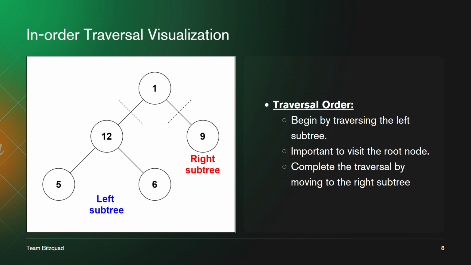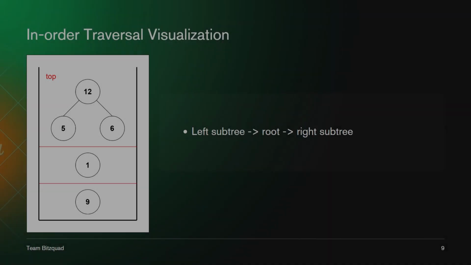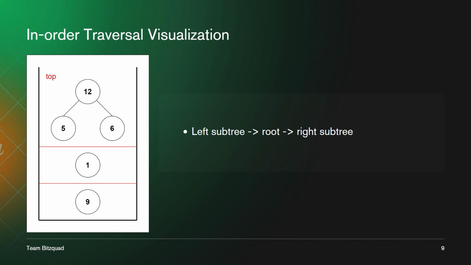Let's visualize in-order traversal. We start from the root node. We traverse the left subtree first. We also need to remember to visit the root node and the right subtree when the left subtree is done. Let's put all this in a stack so that we remember. Now, we traverse to the subtree pointed to by the top of the stack. Again, we follow the same rule of in-order: left subtree, then root, and then right subtree.